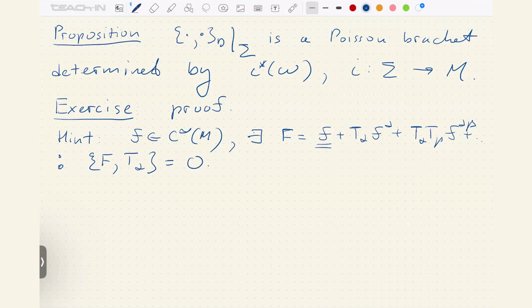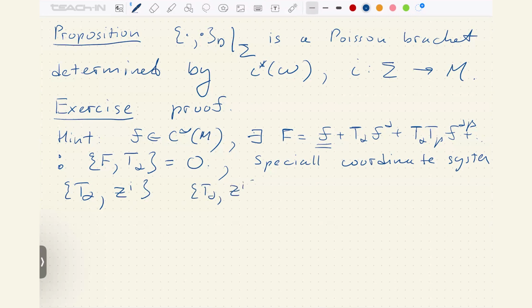with T alpha. And then we can find a special coordinate system consisting of T alpha and certain Z i such that T alpha, Z i is zero. And in this coordinate system, all the statements become trivial. You can check them in a straightforward way. Okay.